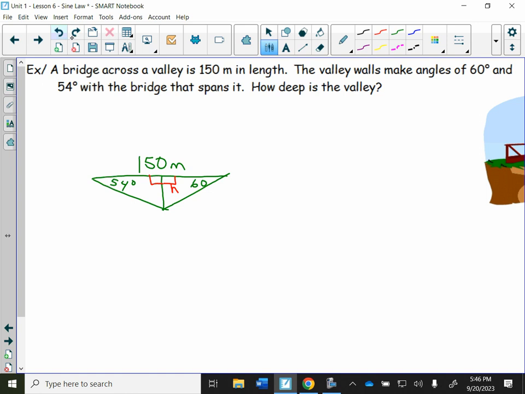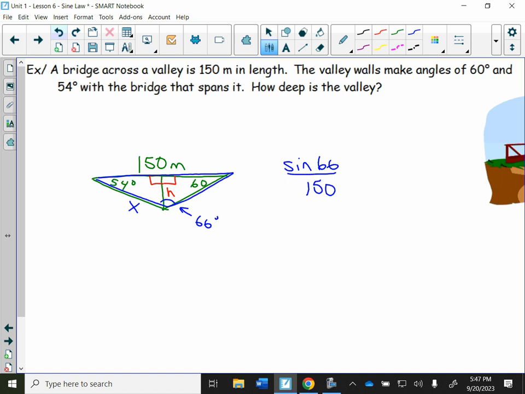How can I find the height? Well, if I were to get one of those extra sides, then I could use SOHCAHTOA. So how about we try and get ourselves this side? Can I do that? Well, sure I can. I can do that by thinking of this as a big triangle where I know two of the three angles, which means I actually know the third angle, the one that's missing. 60 and 54 together, what's left over? Well, this angle has to be 66, which is across from the 150.